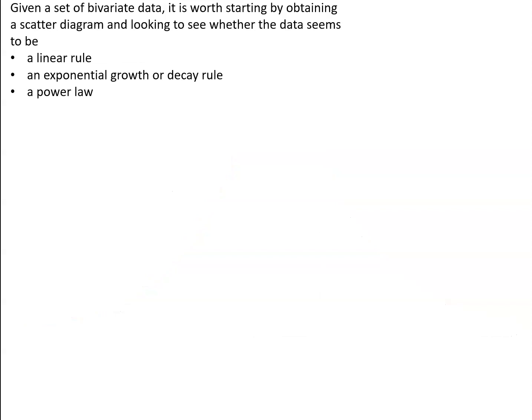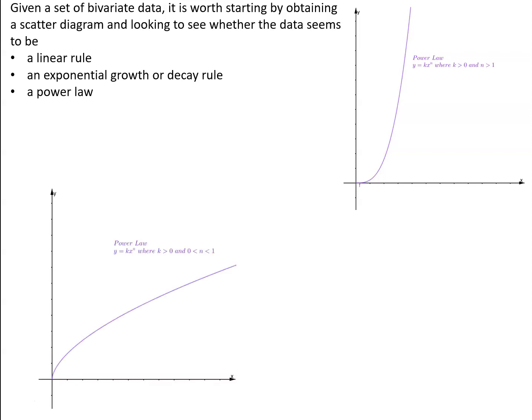The power laws are if we've got a curve of the form y equals kx to the n, where k is positive and n is bigger than 1, that grows quickly from the origin. If we've got a power law of the form y equals kx to the n, where k is positive and n lies between 0 and 1, then it passes through the origin and grows, but nowhere near as quickly as if n was bigger than 1.